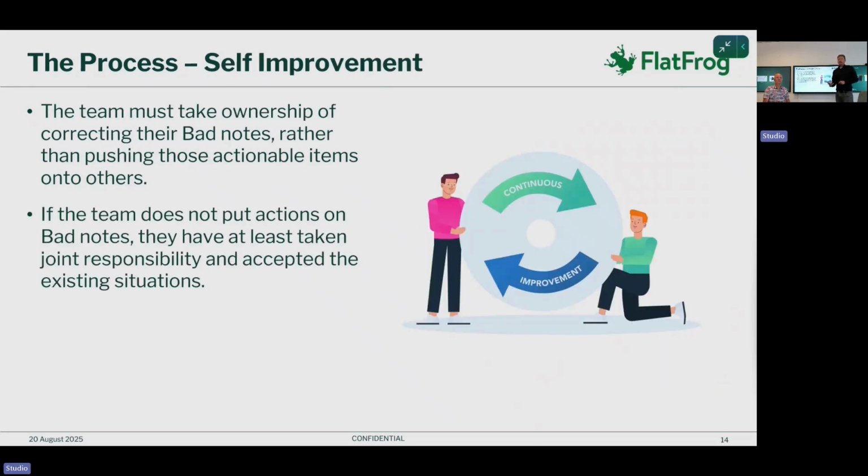By putting actions on it and putting actions on the team itself, the team takes ownership of correcting their bad notes rather than pushing those actionable items onto others. This is important for self-improvement. If the team does not put actions on bad notes, well, at least they have taken joint responsibility and accepted the existing situation. So the team has a choice, either do something about it or accept it. And this creates a very constructive way of moving forward in the team.